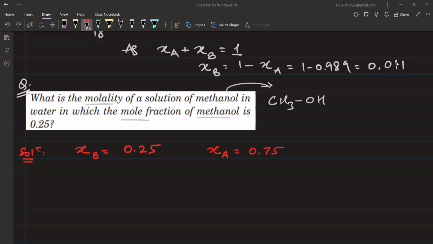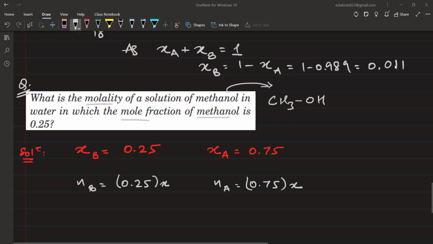Now, both the moles we have got, and what do you need to find? Molality. Let us suppose, can we suppose like this, that number of moles of B is equal to 0.25 times some x and number of moles of A is equal to 0.75 times some x. Can we suppose that? Yes, sir. All of you understood this? Yes or no?